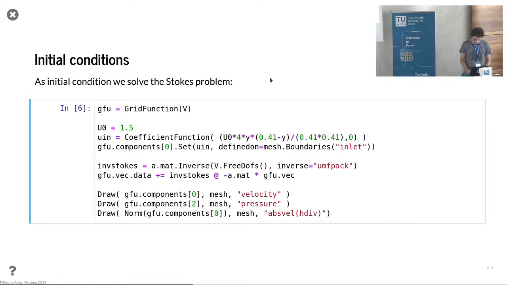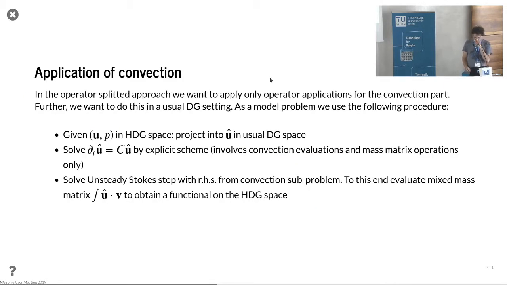So this is what we know already. And now the question is how to do the time stepping. For that, we first wanted to solve a problem that just involves the convection, so not the Stokes parts. And we want to do this on the DG space. There's no point in doing an HDG discretization for this because it's completely explicit, so we don't have the drawback of additional couplings that we have in HDG methods.